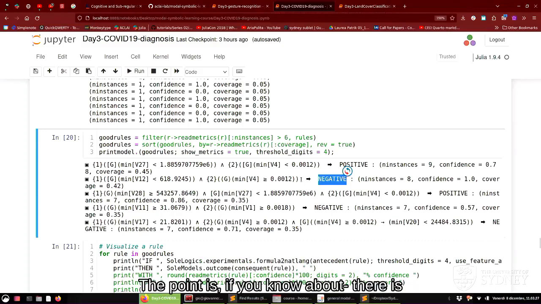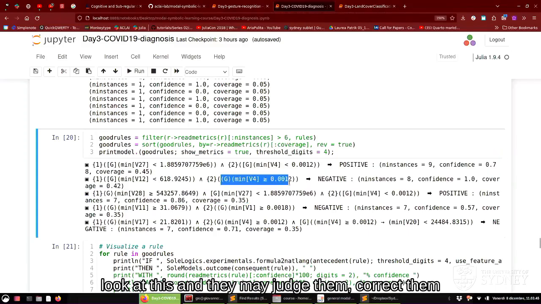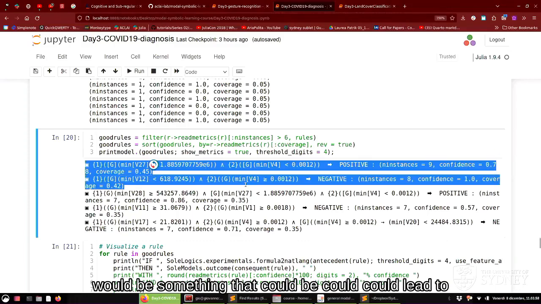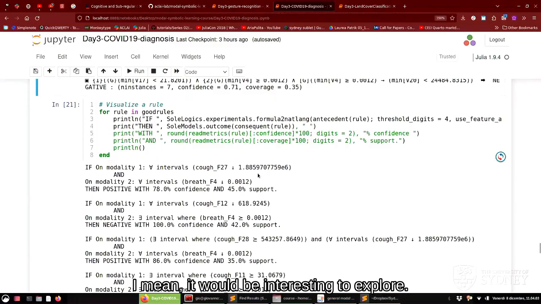This could be. So the point is, there is a lot of literature on how cough and breath sound differently if you have a given respiratory disease, not only COVID. So experts in that field may look at these and they may judge them, correct them, and confront them with their own knowledge. Unfortunately, we never got to do that with this COVID data set, but that would be interesting to explore.